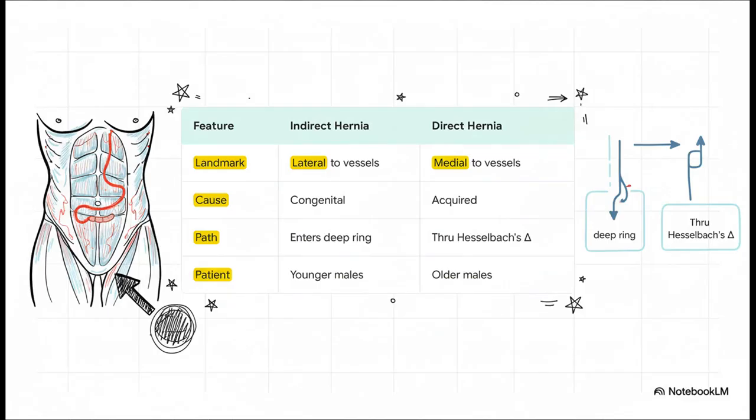Let's break this down. An indirect hernia is lateral to the inferior epigastric vessels. It's usually something you're born with, and it follows the entire path of the inguinal canal. A direct hernia, on the other hand, is medial to those same vessels. It just punches straight through that weak back wall in an area we call Hesselbach's triangle. This one is acquired. It's from years of strain. Lateral versus medial. That is the definitive difference.